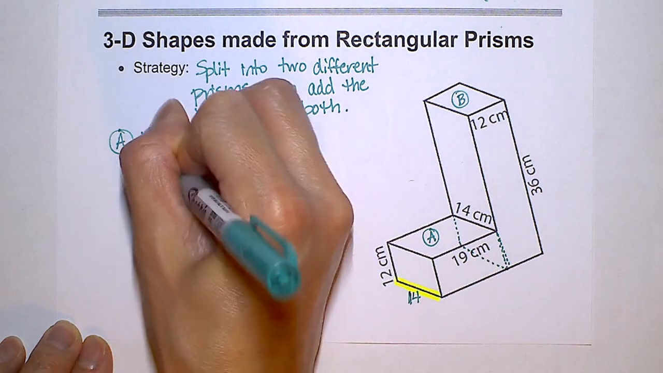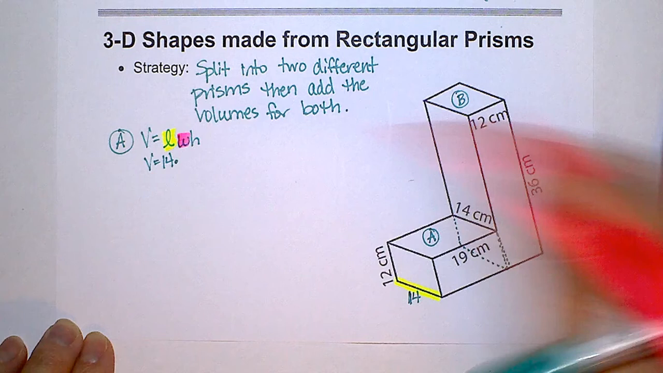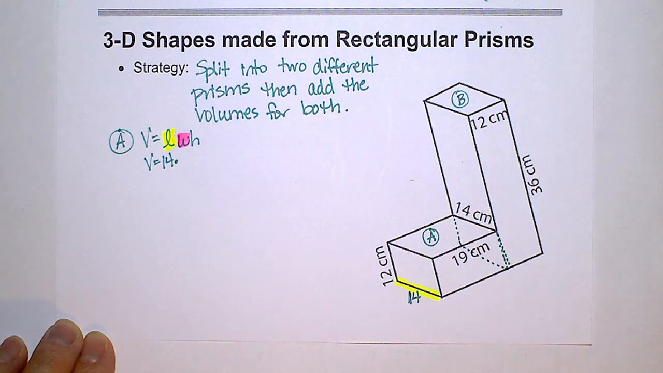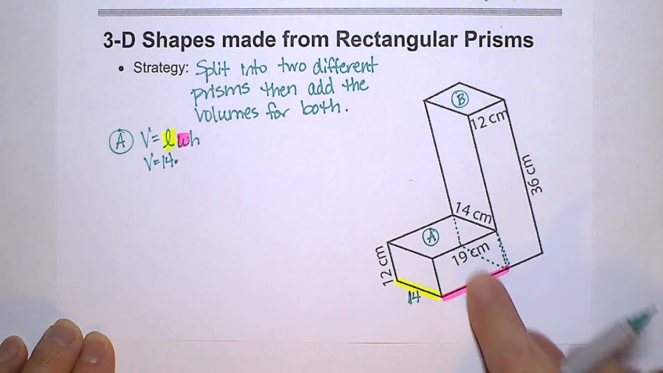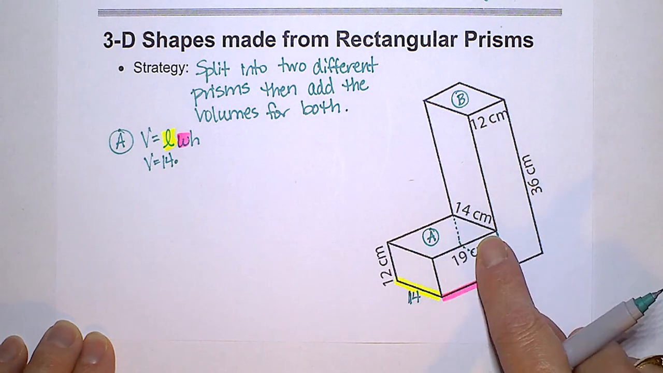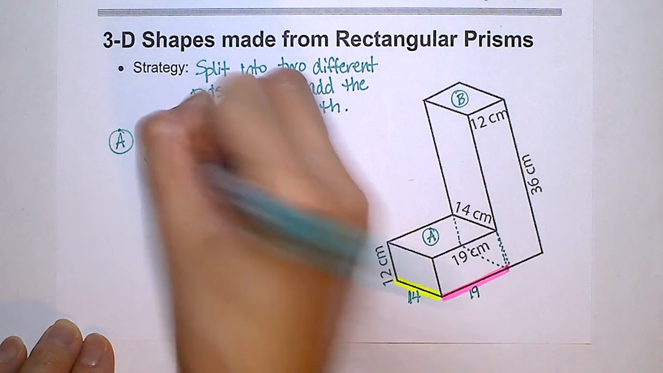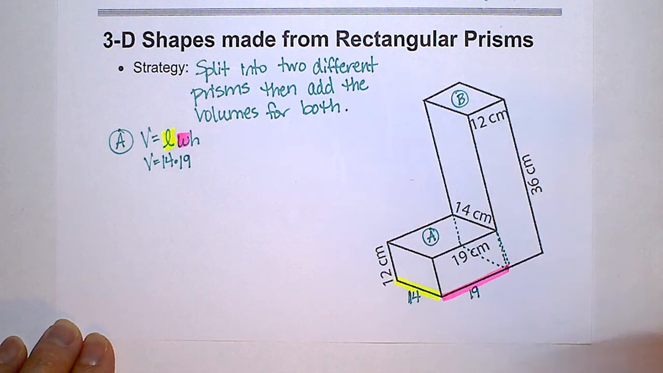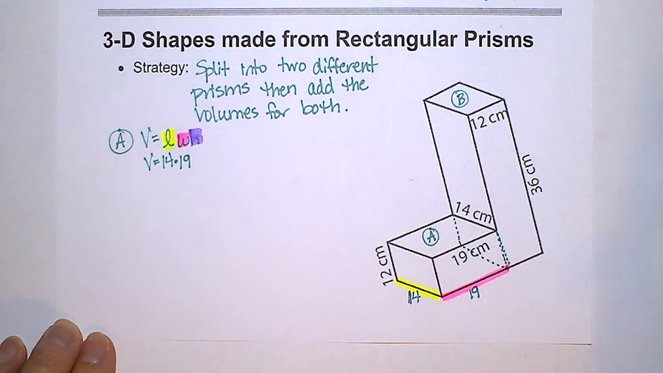V equals 14 times, now my width is going to be this measurement. Oops, sorry, my highlighters are rolling away. This right here. However, there's no number down here, but if I look directly above it, I notice that this line right here is 19, so that means this pink one down here would also be 19. That's my width of this prism right here. And the last piece that I'm looking for is the height of this prism. And I notice the height would be this measurement right here. This is how tall this prism is, which is 12.